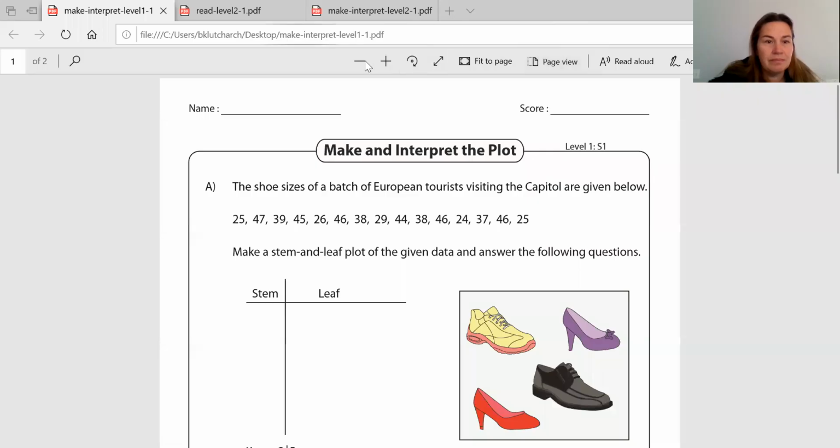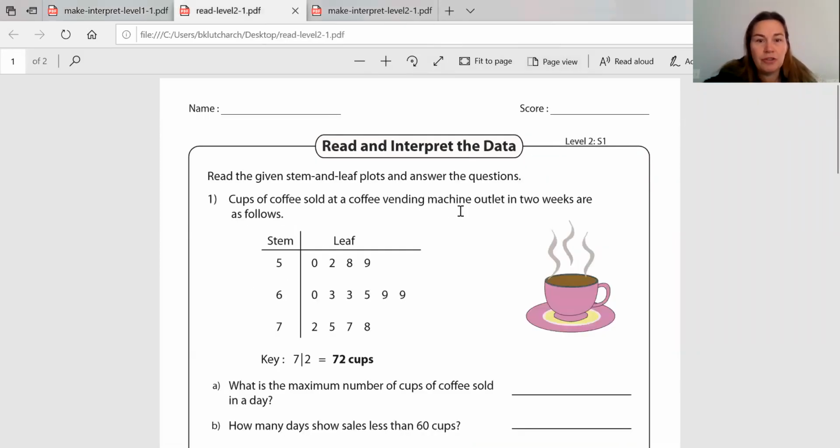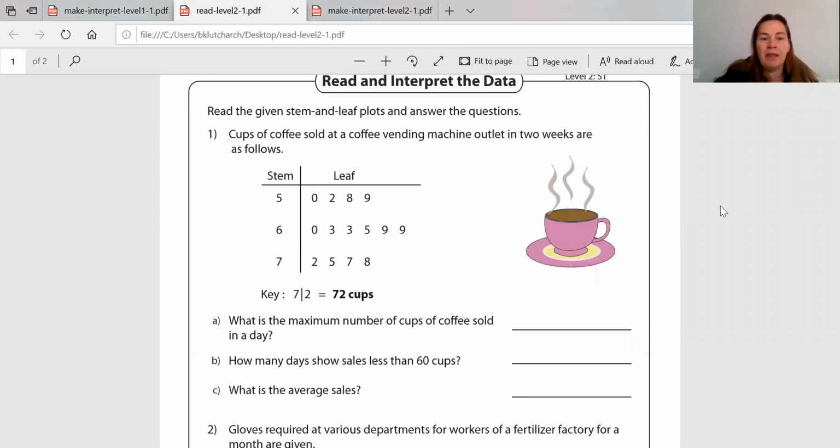I have to make sure that I can find the page I want to be looking at. All right, so this first one is reading and interpreting the data on a stem and leaf plot. Now, the one thing you really need to remember is make sure you're looking at this key. This key is telling you that this line is separating your tens digit from your ones digit.